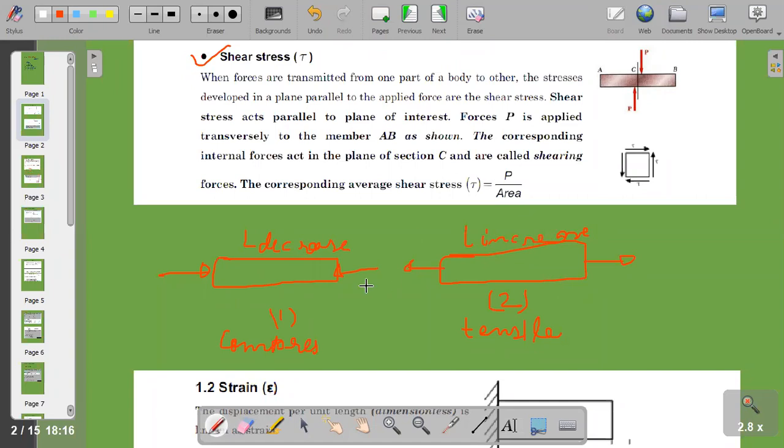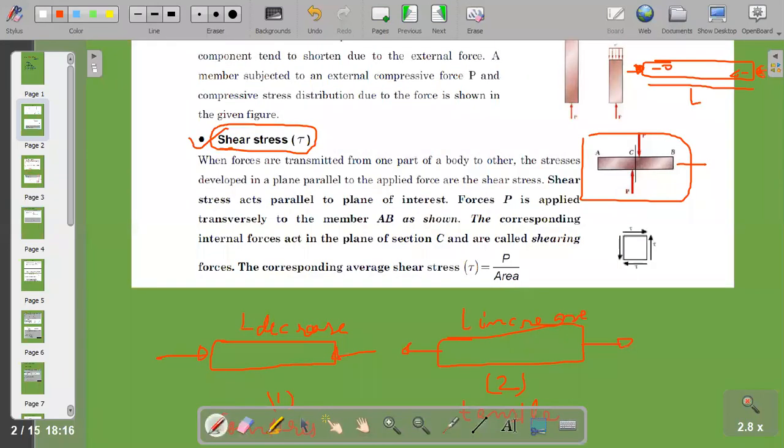And what is in shear stress? You can see from the diagram, shear stress is not in the cross-sectional direction.